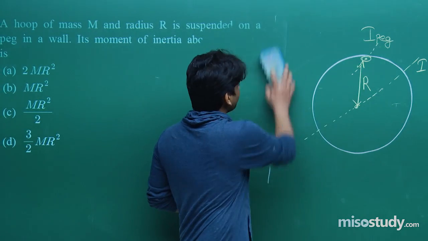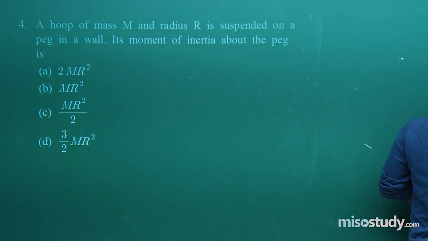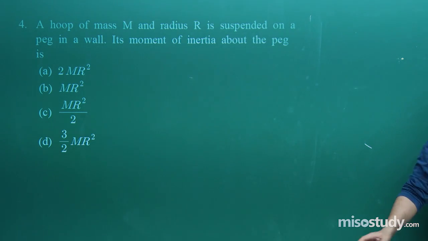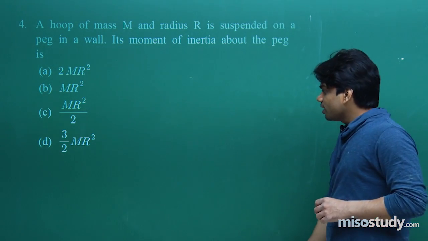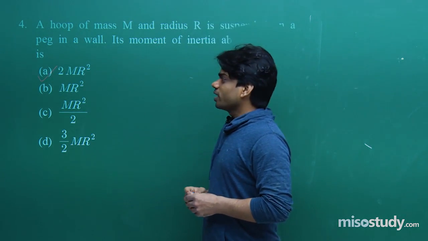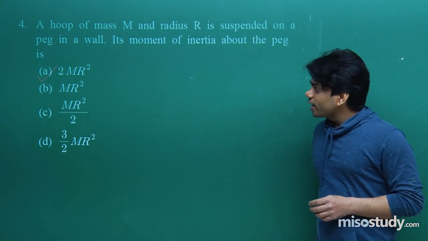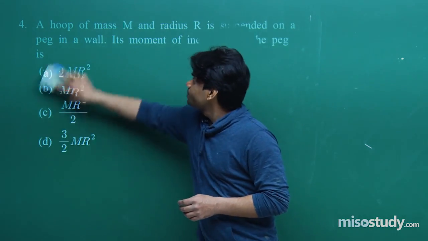Now without taking more time, let's go ahead with the next one. And yes, I have not marked the answer in the given set of options. Let me mark here. You see here 2 mr square is what we have obtained. So option number A is the right answer for this question. Let's go ahead with the next question of the day.